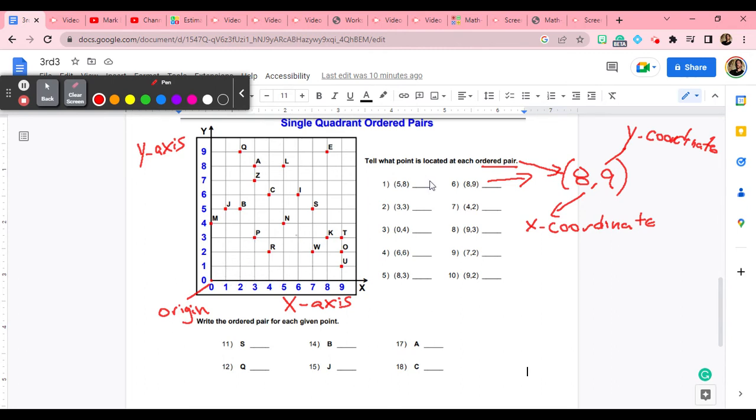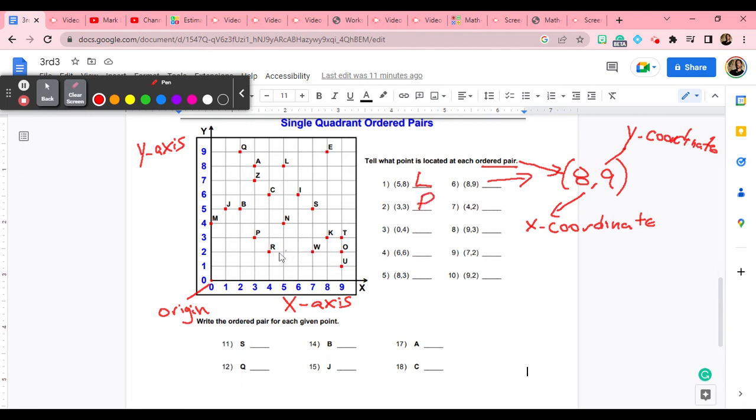So for example, this first one, 5, 8, we would crawl across our x-axis to 5 and then climb up 8. Okay, and we're climbing parallel to the y-axis and we stop at L. So I'm going to write an L here. Okay, we went across 5, up 8. Let's look at the next one, 3, 3, starting at 0, 1, 2, 3, 1, 2, 3. Our plotted point is P.